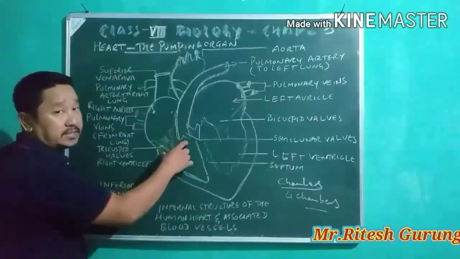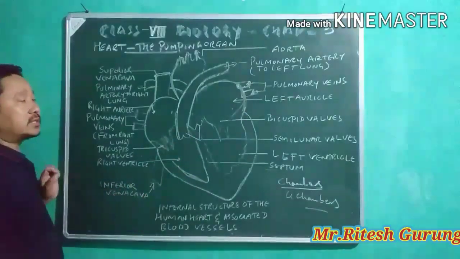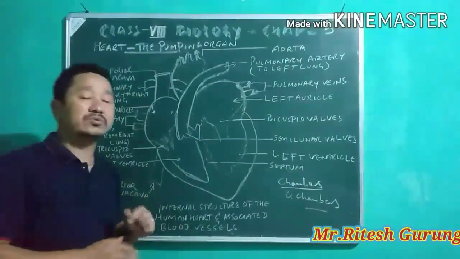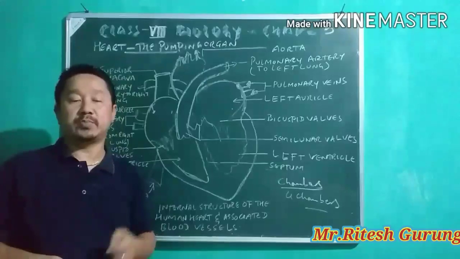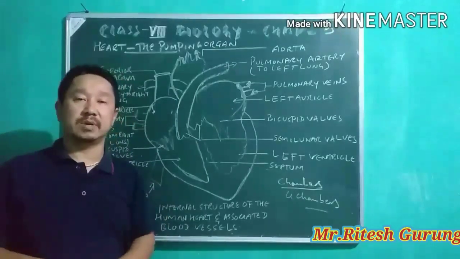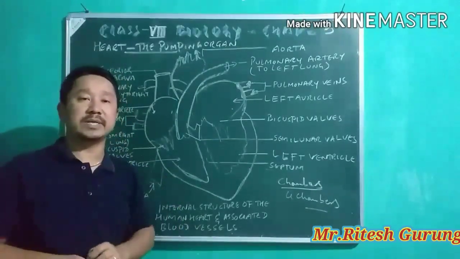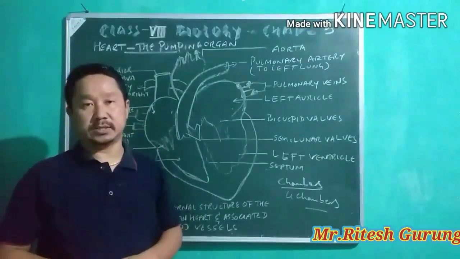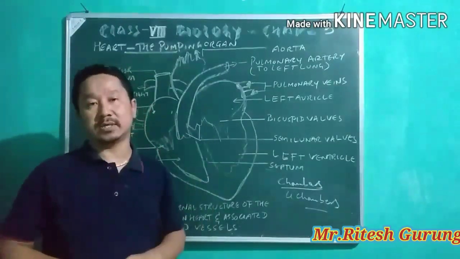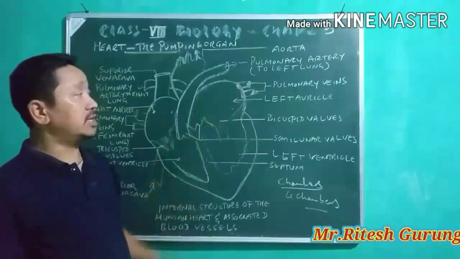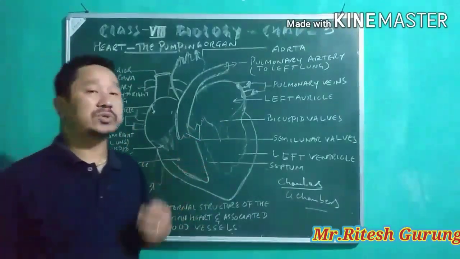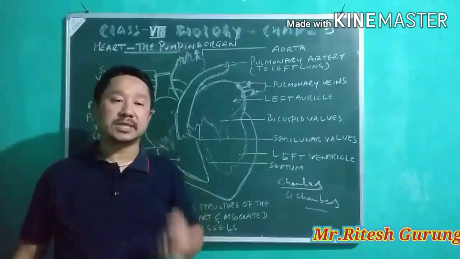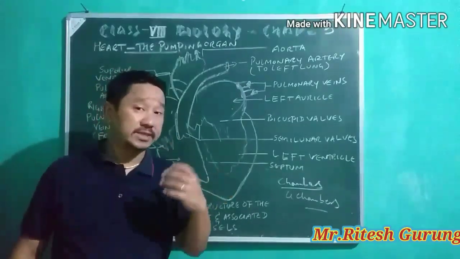The right side of the heart is the one which deals with the impure blood. Impure blood means deoxygenated blood, which is rich in carbon dioxide. And the other side, your left side, is the one which deals with the pure blood or oxygenated blood, blood which is rich in oxygen.